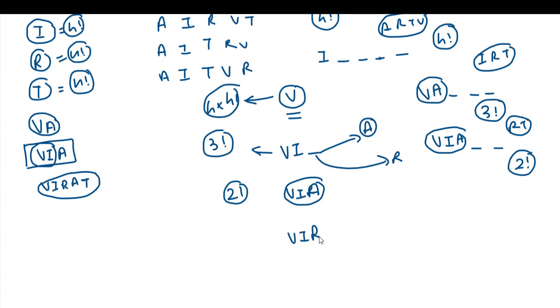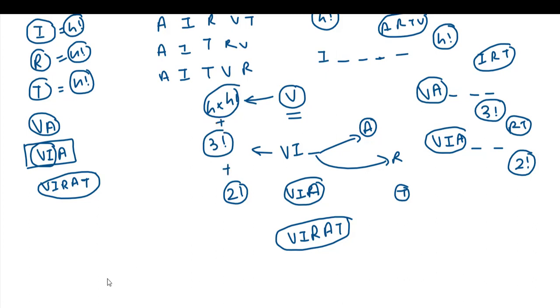So the next letter that we need after R is A, and alphabetically also A will come next. And then finally there will be only one letter left, which is T, which will directly come in here. So this is finally our word VIRAT, which we are looking for. So before this word, how many words are there? These many words are there.